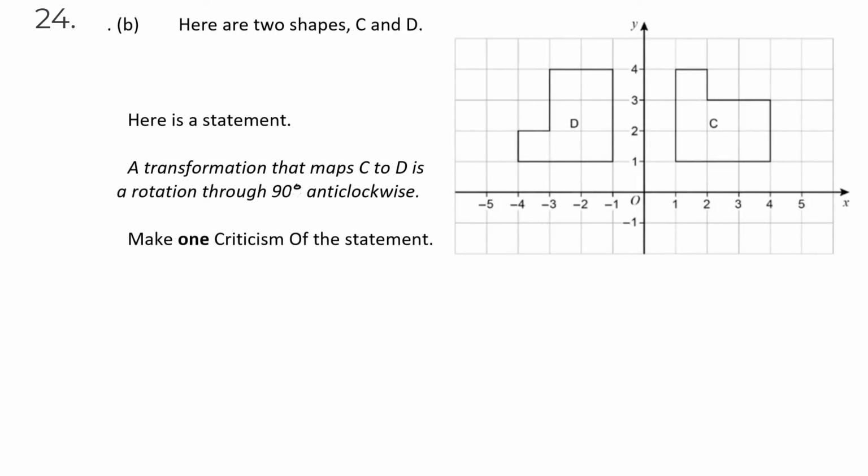Question B says, here are two shapes C and D, and here is a statement. A transformation that maps C to D is a rotation through 90 degrees anti-clockwise. Okay, make one criticism of the statement. Well, I think that is a 90 degrees anti-clockwise rotation, but there's something missing from the description of this transformation. When you're describing a rotation, you need to mention one other piece of information. You need to always mention where the center of rotation is, and that is missing in this statement. So my criticism is that there is no center of rotation given. Okay, that's my criticism.